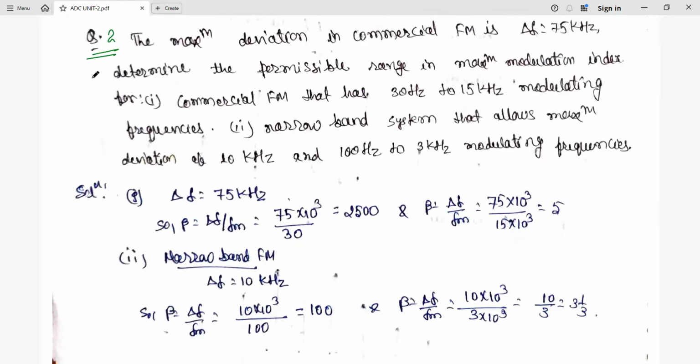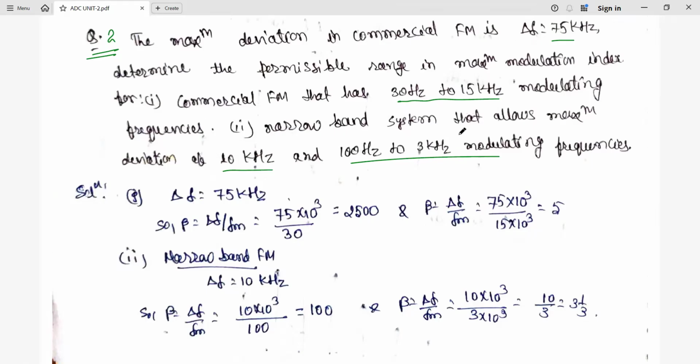Next, we have the second question. The maximum deviation in commercial FM is del F equal to 75 kilohertz. Determine the permissible range in the maximum modulation index for commercial FM. Here it has 30 hertz to 15 kilohertz modulating frequencies, so multitone is there. And we have a second question: a narrowband system that allows a maximum deviation of 10 kilohertz, and another with 100 hertz to 3 kilohertz modulating frequencies.